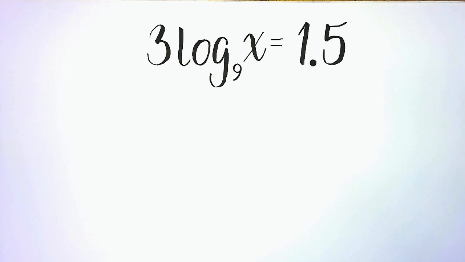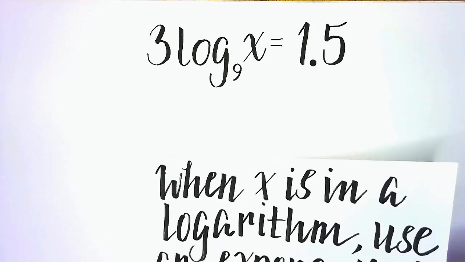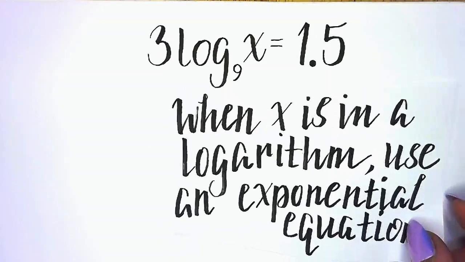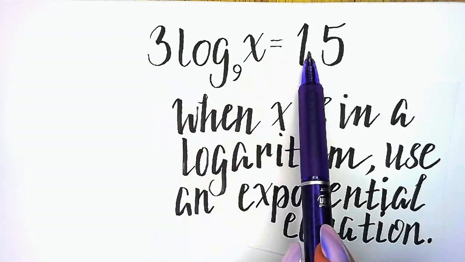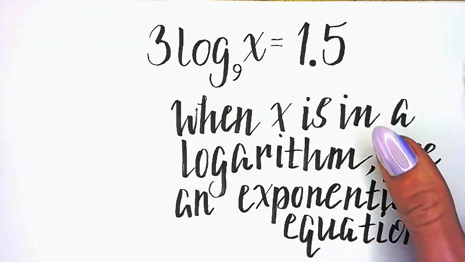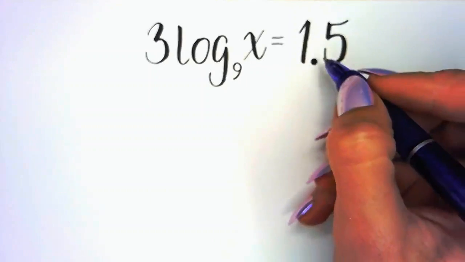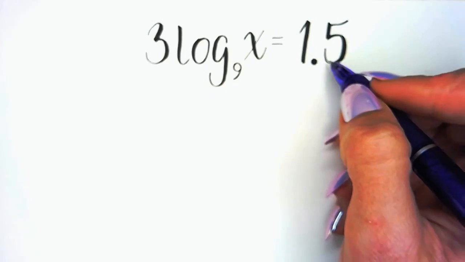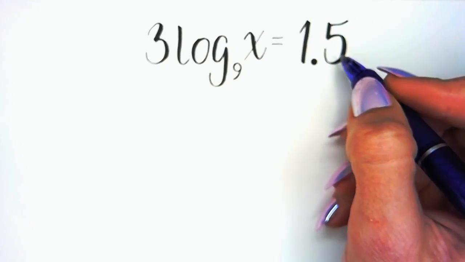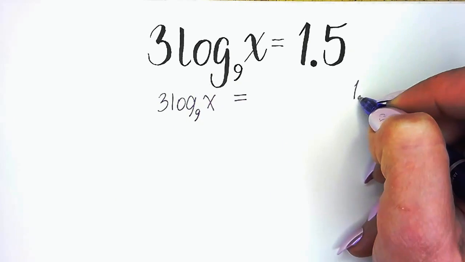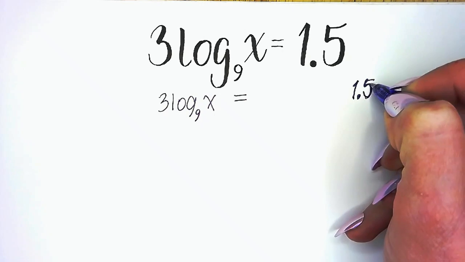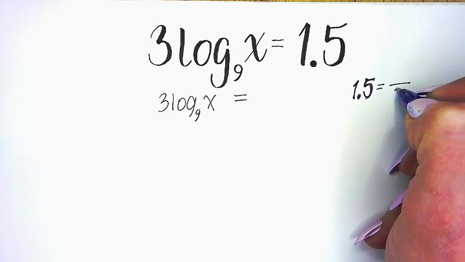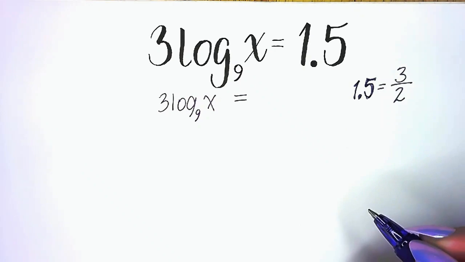Next we have 3 log base 9 of x equals 1.5. X is in our logarithm. When x is in a logarithm, we're going to use an exponential equation. We need to get rid of this 3 first, so I'm actually going to do a couple things right now. One other piece of advice I have is anytime you have decimals in these problems, I think it would be pretty smart to rewrite the decimal as a fraction. What is 1.5 as a fraction? Anything that's something 0.5 means it's half of an odd number. What odd number is 1.5 half of? 3. So it's 3 over 2.